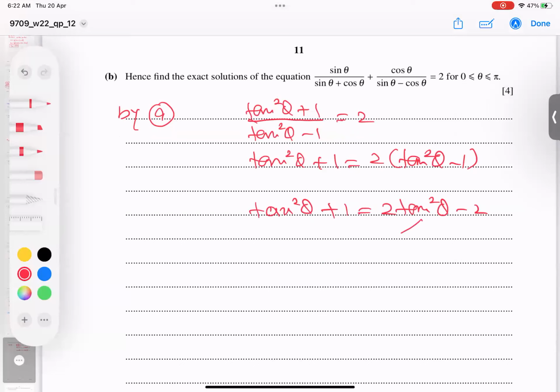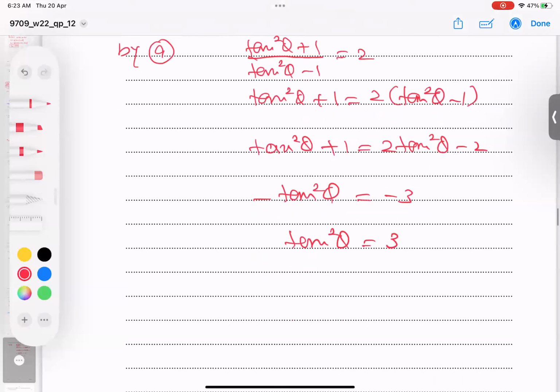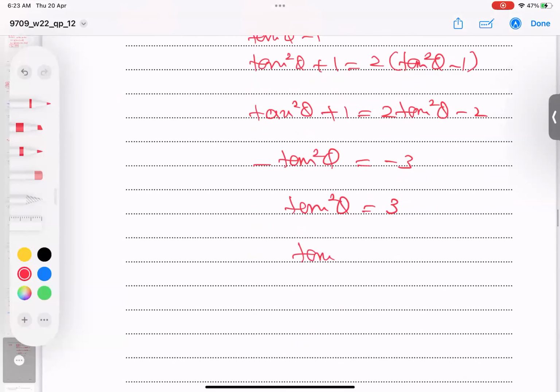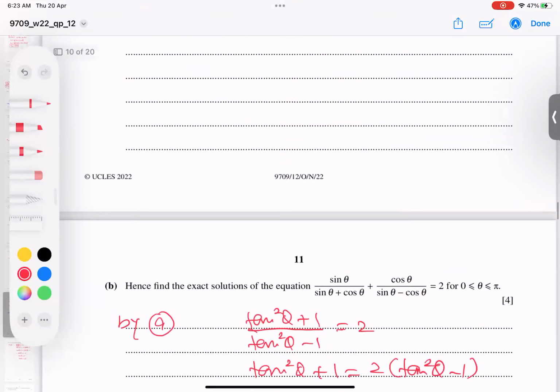So you can bring this here, and the 1 you can bring to the other side. So I get 3, and the 2 tan square theta goes there, giving minus tan square theta. Anyway, the approach is okay. I get tan square theta is equal to 3. Now I will take the root of both sides. If I take the root of both sides, tan theta equals root of 3, but plus and minus.